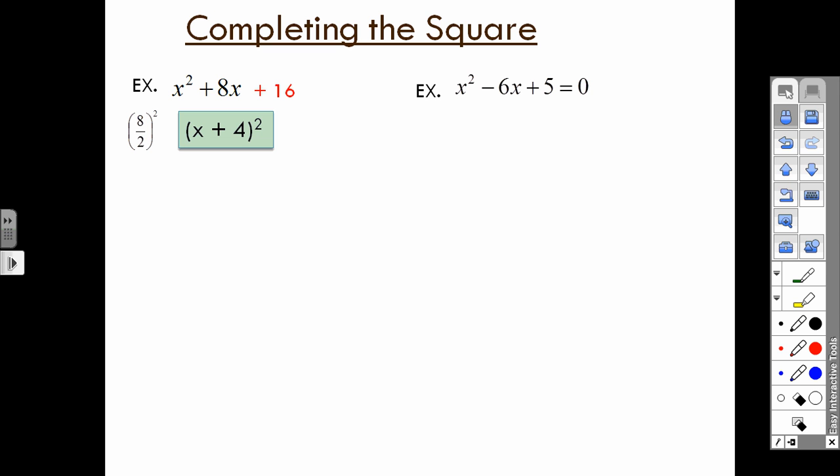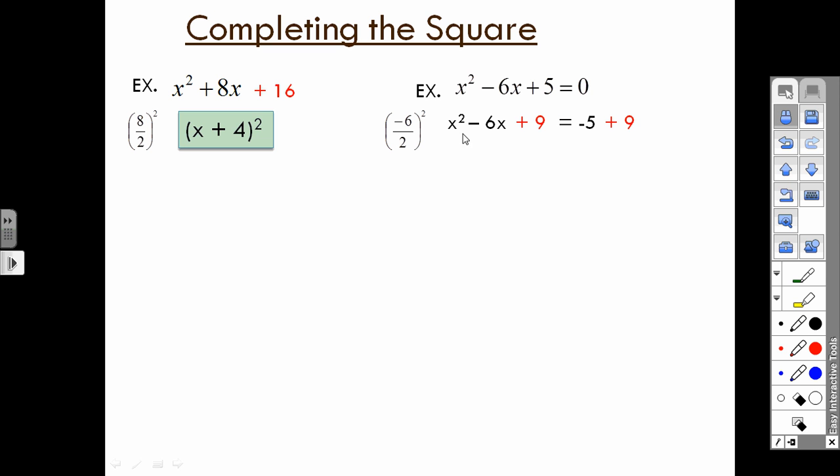Okay, so the first thing that I'm going to do is I'm going to move the 5 to the other side. And I'm leaving a space for myself right here because I know I'm going to be adding something in order to make this a perfect square trinomial. So what do I add? So you take this -6, that's the coefficient of the linear term, and you divide it by 2 and square it. So 3 squared is 9. So I'm going to add 9 over here. Now because this is an equation, we need to keep it balanced. So if I add 9 to the left side, I have to add 9 to the right side.